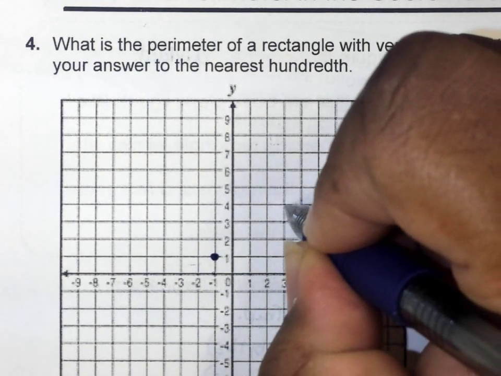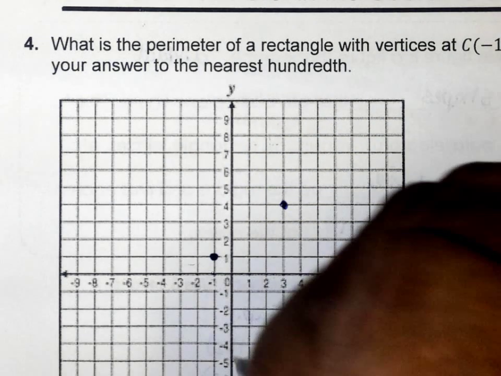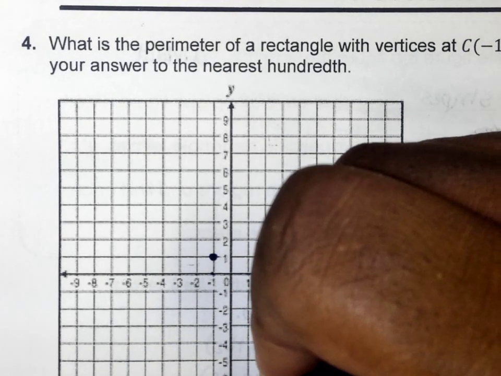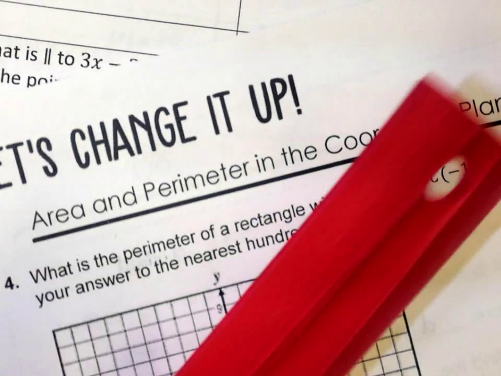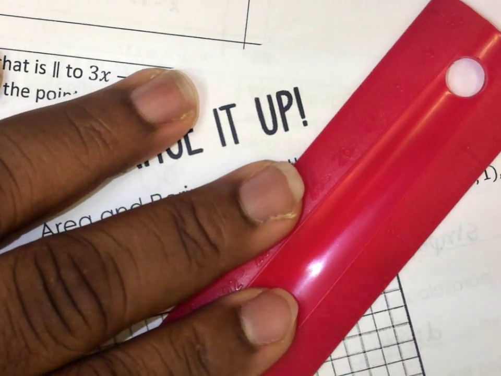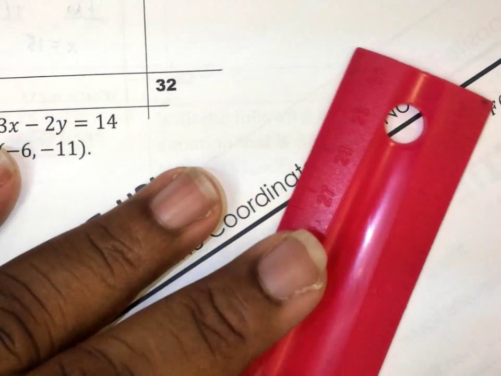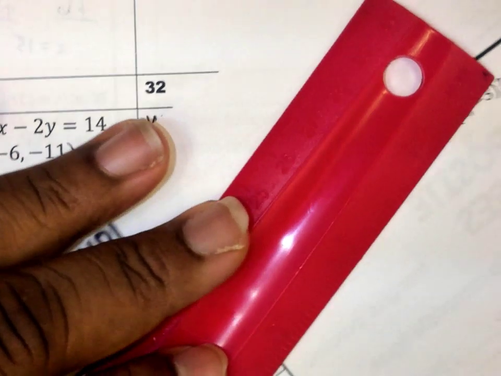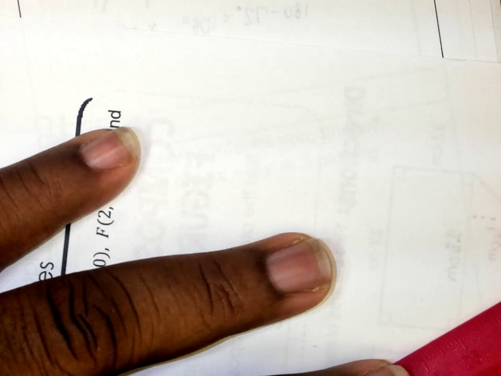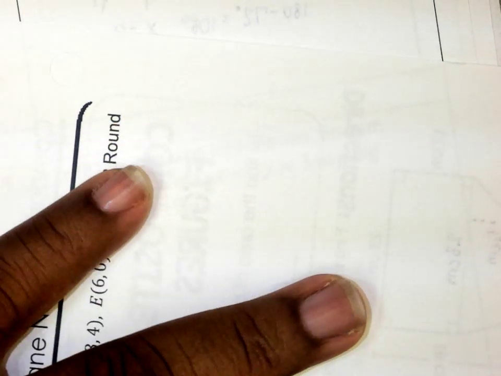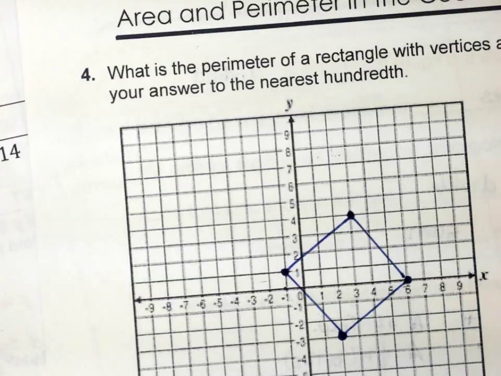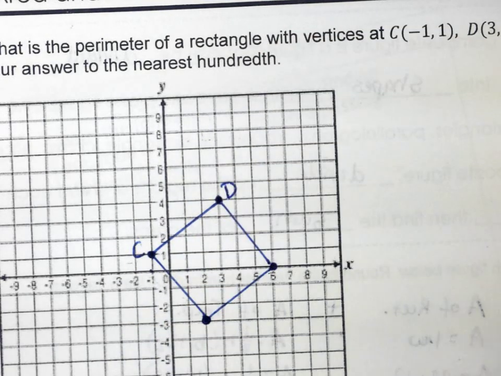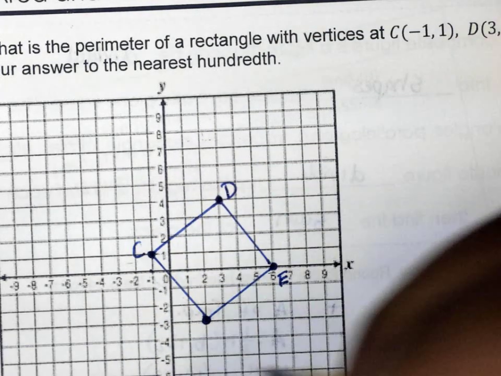3, 4, 6, 0, and then 2, -3. Yep, I always put the letters in. I just draw my lines first. New kids, we label our stuff too. Y'all better see letters on your stuff at the end. I'm gonna keep reminding y'all. Alright, so this was C, this was D, this was E, and this was F.